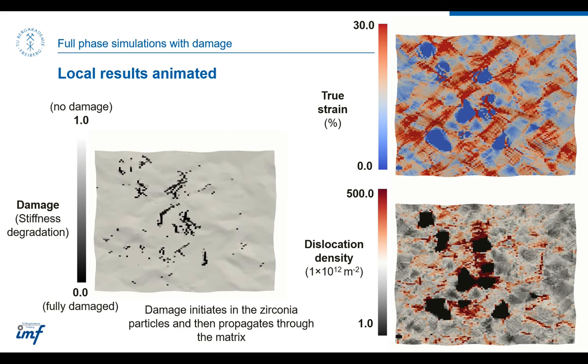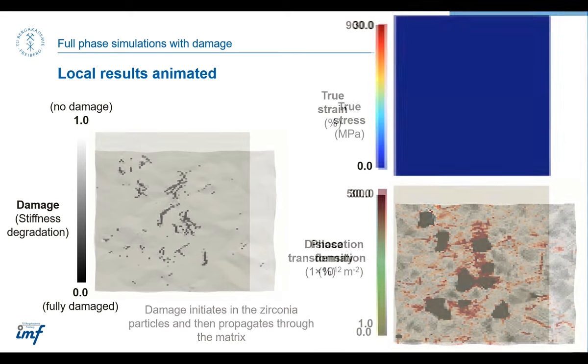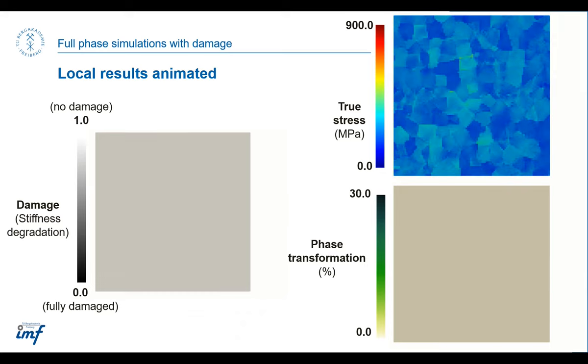So these are basically the local results. We call them local because they are based on the actual position and locality of things. And now let's look at different results for the same RV, for the same simulation.